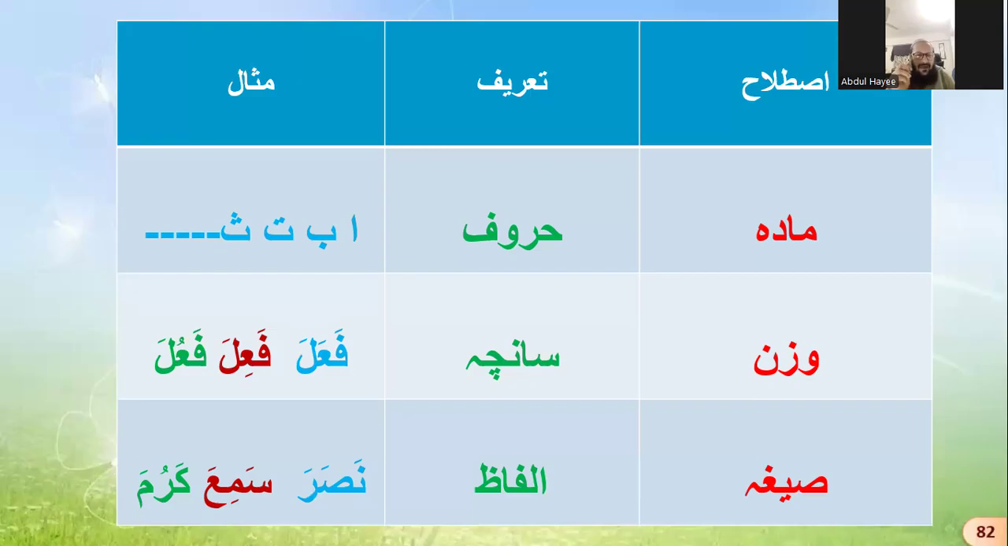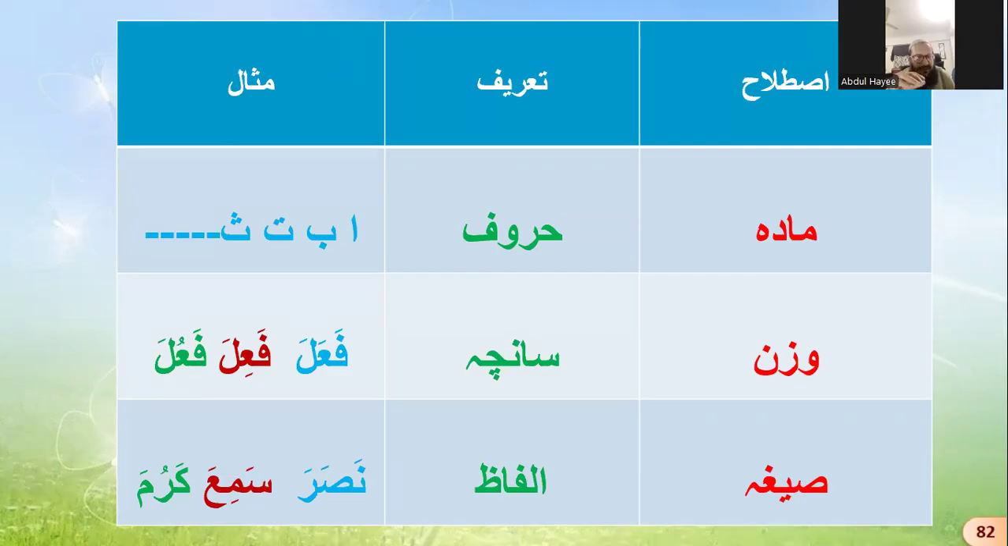Fa'ala, fa'ila, fa'ula. The Ain Kalma Fatah, Ain Kalma Kasra, Ain Kalma Dhamma. When we put the letters in this fa'ala, fa'ila, fa'ula, the words arise. From fa'ala it arises nasara. From fa'ila the word arises samia, the Ain Kalma Kasra. From fa'ula the word karuma comes, the Ain Kalma Dhamma. So these words are called sigha.